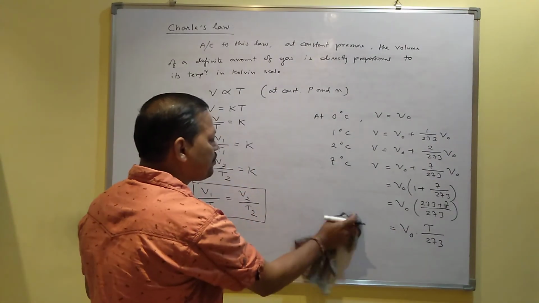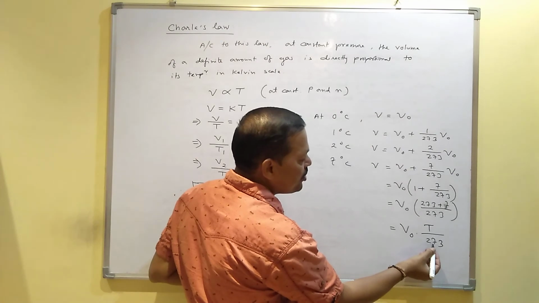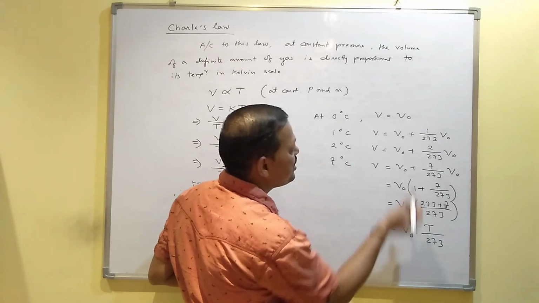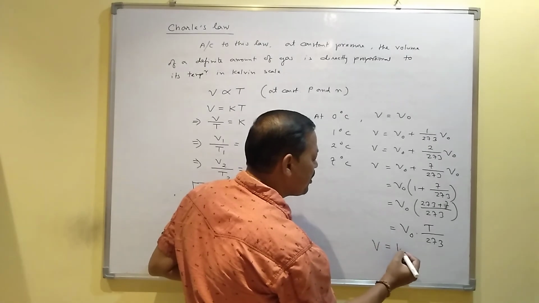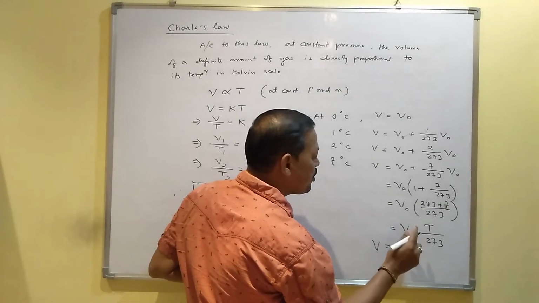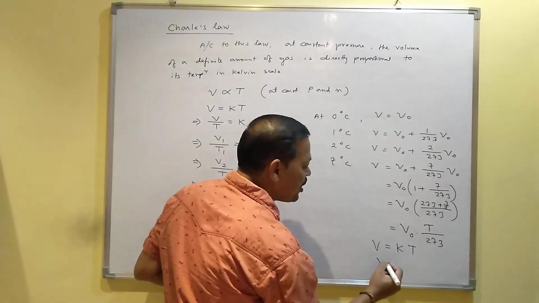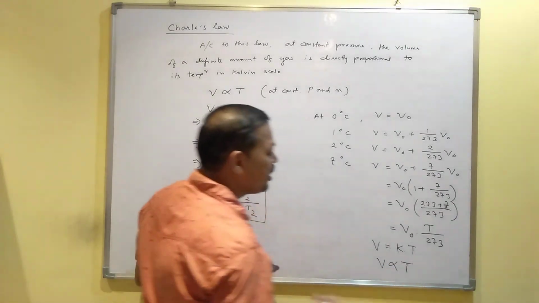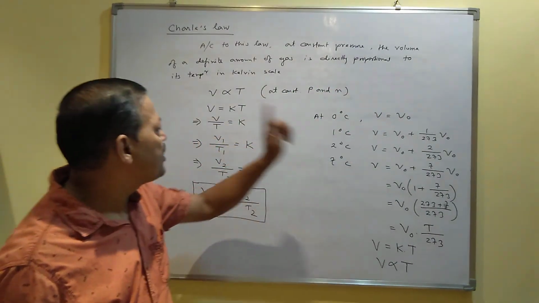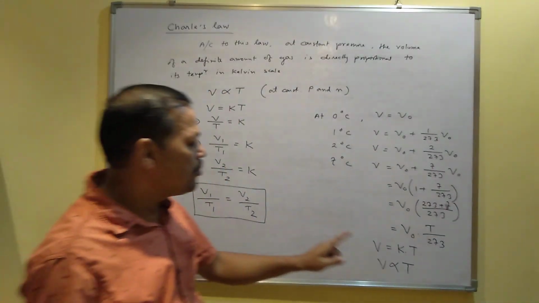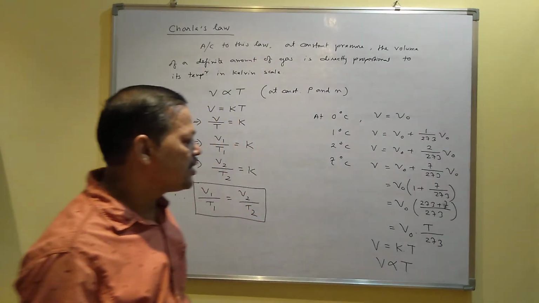Now here 273 is a constant term. V naught means the initial volume, that is also constant. Ultimately you can write V is equal to K into T, because these two are constant, which I have written as K. That means you can write V proportional to T, and that I have written here. So this is in terms of degrees Celsius and this is in terms of Kelvin. Volume is directly proportional to temperature on the Kelvin scale.